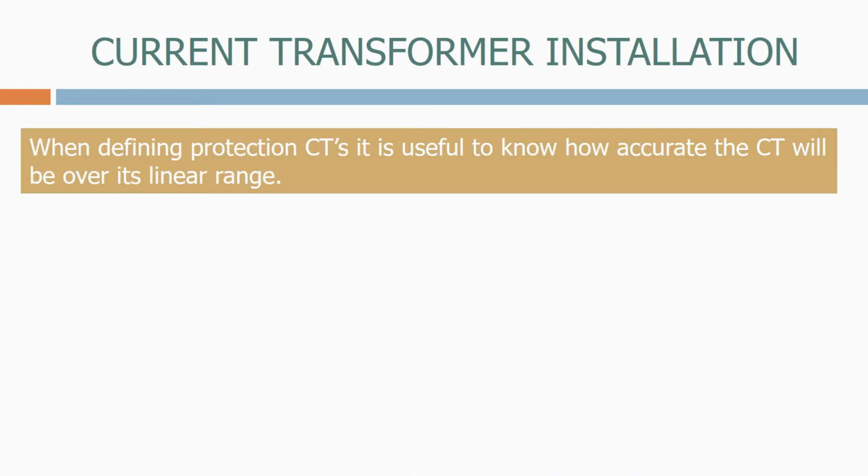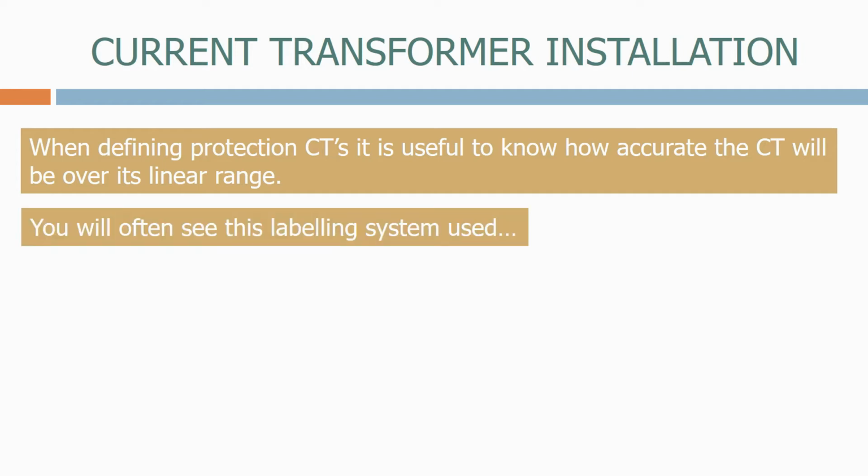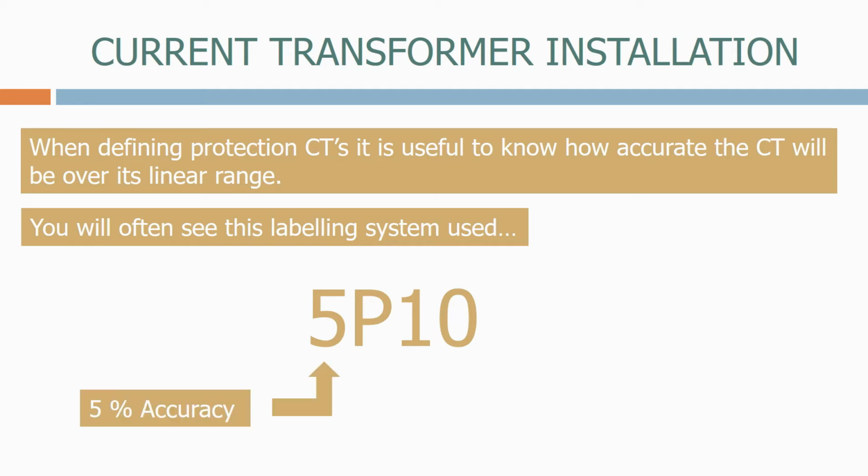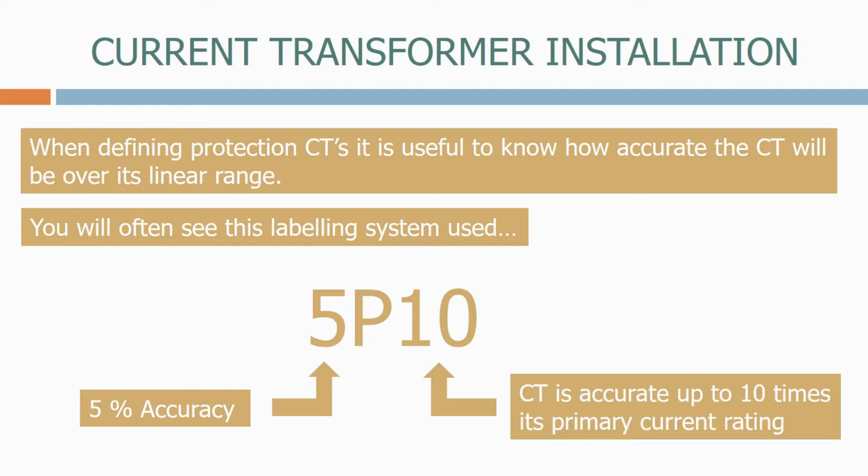When defining protection CTs, it is useful to know how accurate the CT will be over its linear range. You will often see this labeling system used: 5P10, where the first number represents the accuracy, so in this case it will be 5% accuracy. The 10 represents the range over which the CT is accurate, so for this case the CT is accurate up to 10 times its primary current rating.